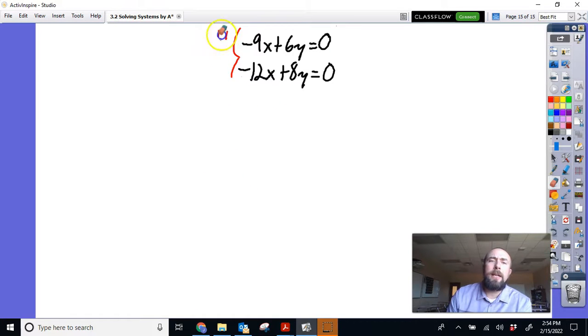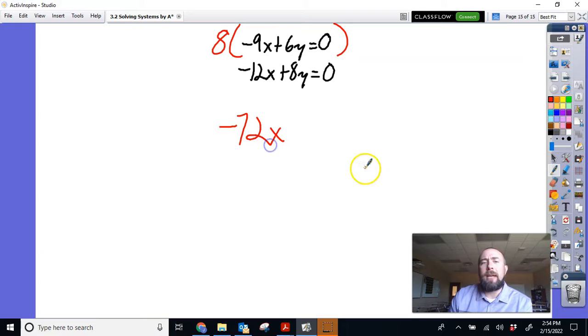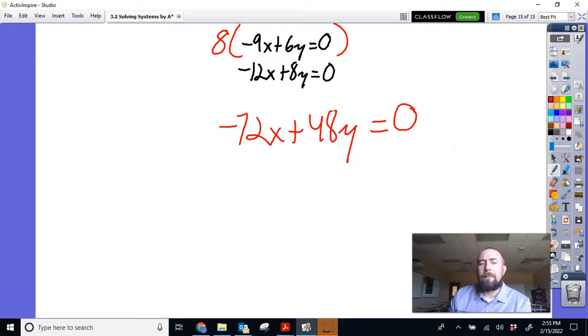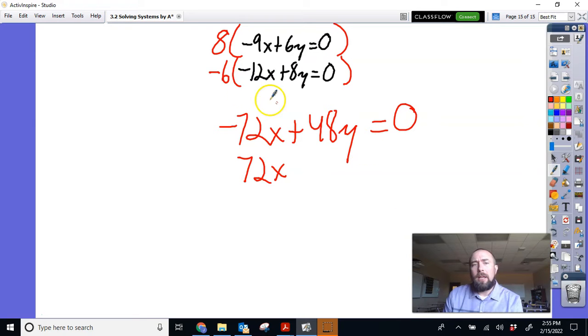All right. So let's say, switch it up a little bit. Let's say I looked at the 6 and the 8, and I decided to multiply the 8 times 6 on the top. That'd be negative 72x positive 48y equals 0. Well, how would I get this to be a negative 48? Again, you'd have to multiply by negative 6 times that. Well, negative 6 times negative 12 is positive 72. Negative 6 times 8 is negative 48y. Negative 6 times 0 is 0.